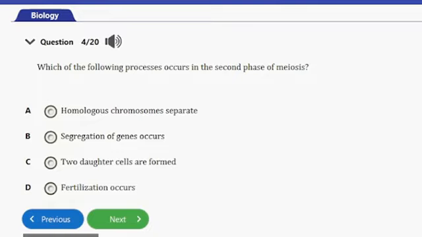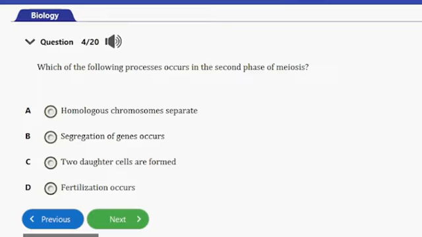Question number 4. Which of the following processes occur in the second phase of meiosis? A. Homologous chromosomes separate. B. Segregation of genes occurs. C. 2 daughter cells are formed. D. Fertilization occurs. The answer to this question is option A.